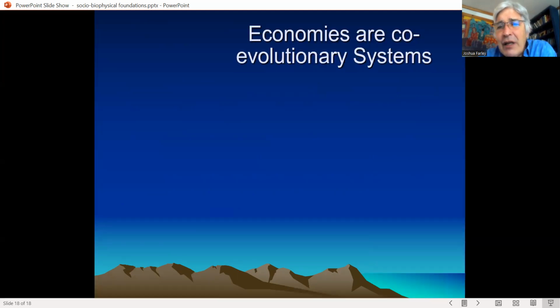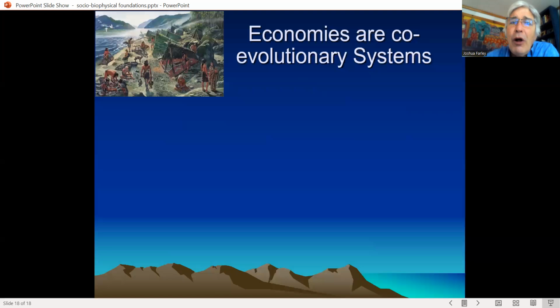So basically, I've given too brief an introduction to the social and biophysical basis of our economy. But what I want to stress is that the economies are continually evolving systems. They evolve with humans, with our genetic evolution. They evolve as human activities change the environment. So humans change the environment, and it must change to adapt to that environment.